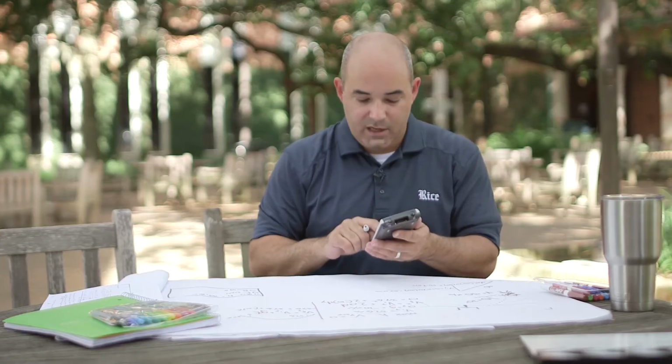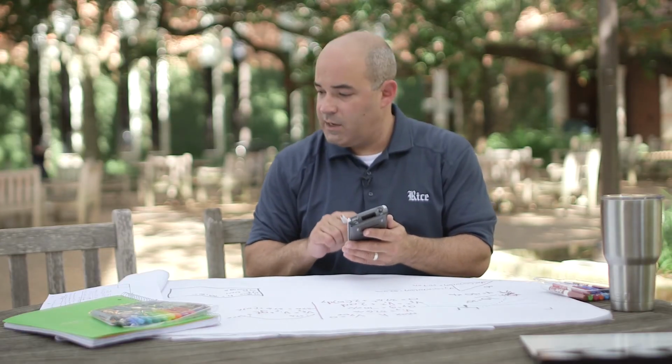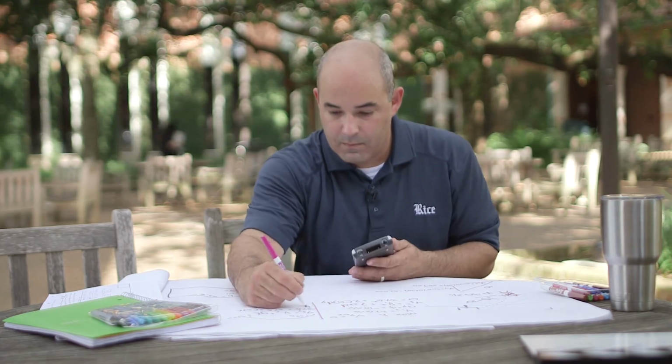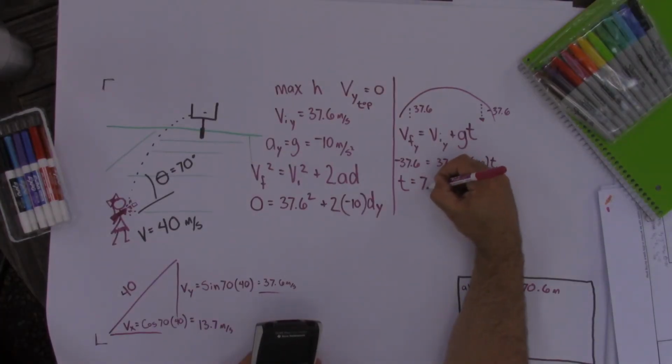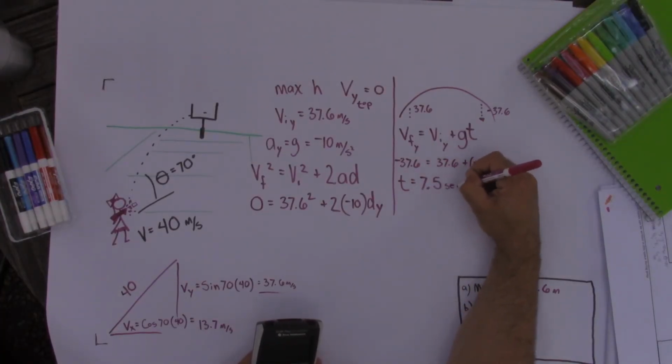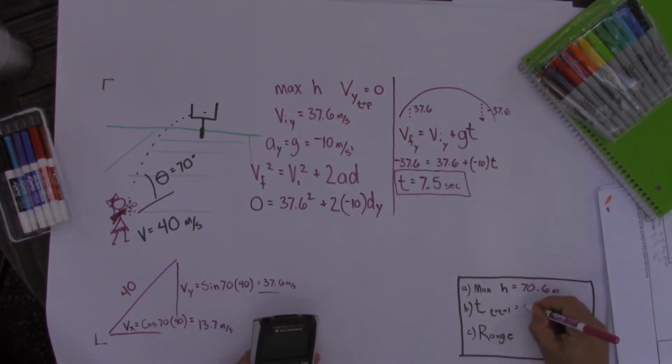Here we go. Plug that into my calculator, and it turns out that the total time is pretty close to 7.5 seconds. I rounded a little bit. All right, so we got 2 parts done, 7.5 seconds.